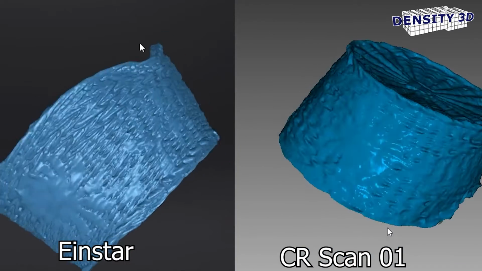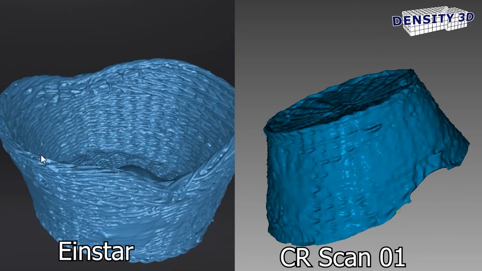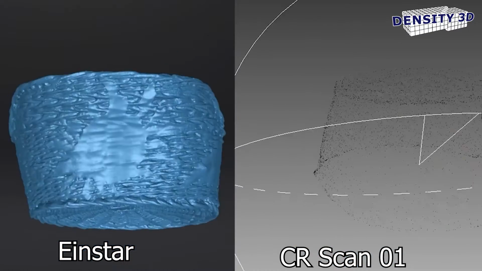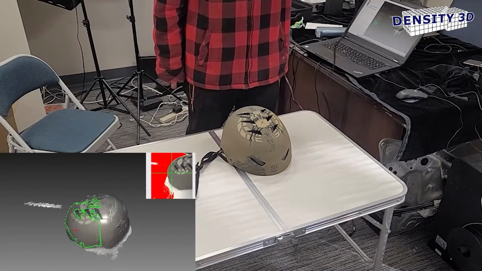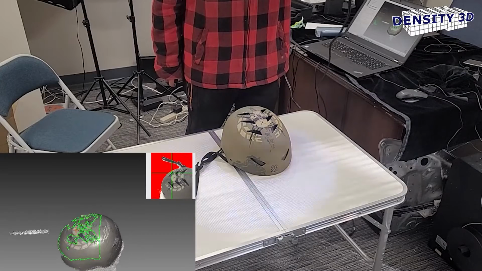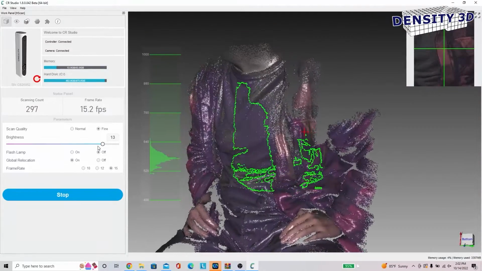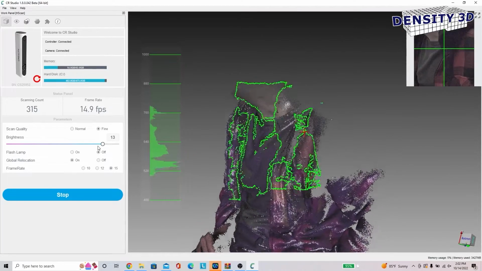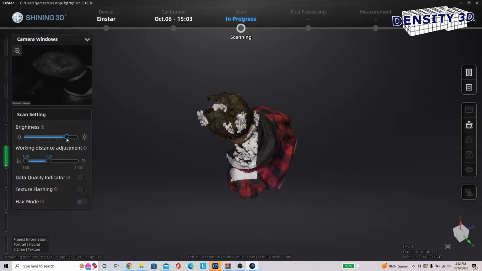The shortness of the scanner cable paired with the further distance requirement for scans makes some situations with the CR Scan 1 awkward. However, if everything is set up ideally, the scanning is actually just as smooth and swift as the Einstar. One point I have to give to the CR Scan 1 is that it doesn't require regular calibration, which is nice. But sometimes it seems like Shining has thought of everything, and the result is an easy to use and more refined product.